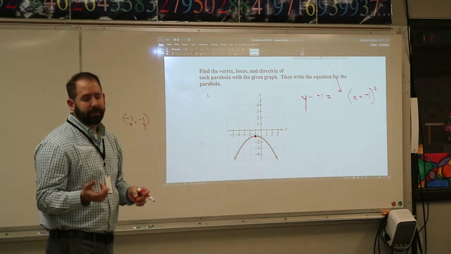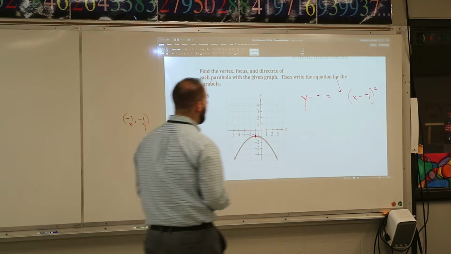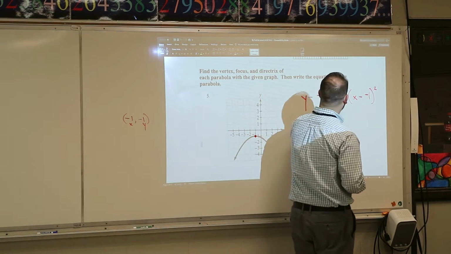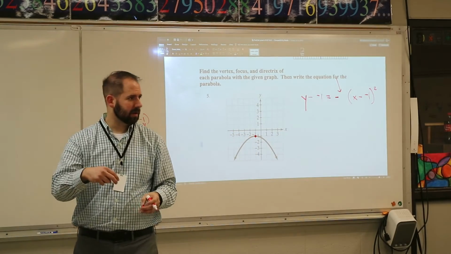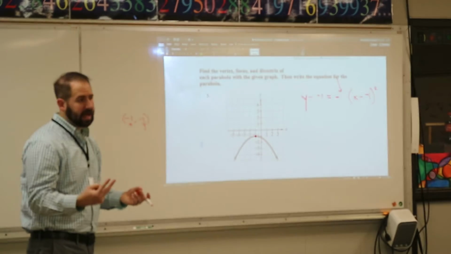I know it's going to be negative. I already know that. There is going to be a negative number here. The reason I already know that is because what direction is my bowl facing? It's facing down. It has to be negative.